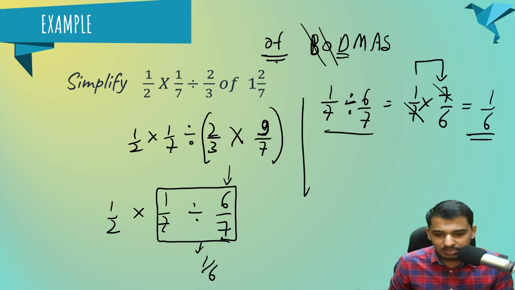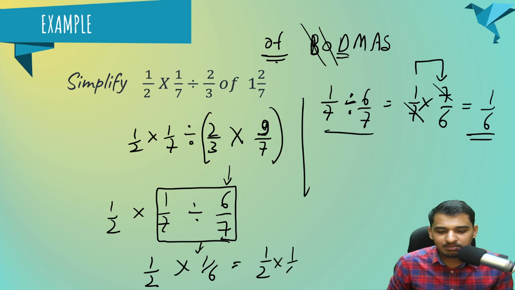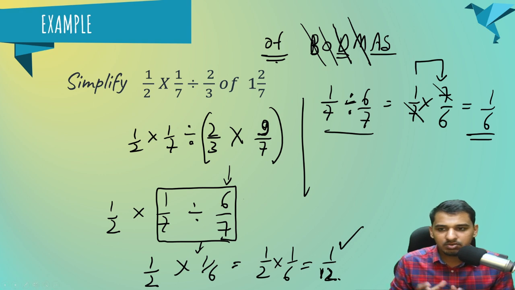All right, and this into 1 by 2. Now this is very easy. 1 by 2 into 1 by 6. This comes out as 1 by 12. We have done division, multiplication. There are no addition and subtraction. Okay, so 1 by 12 is your answer. This is how you will have to do it.